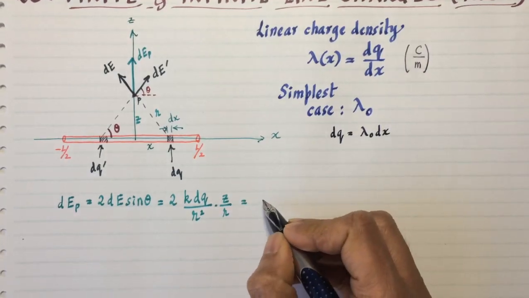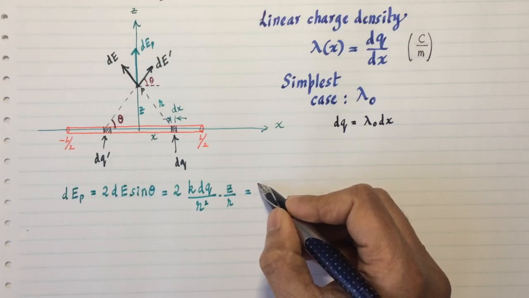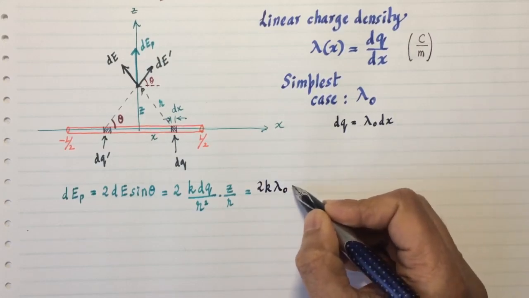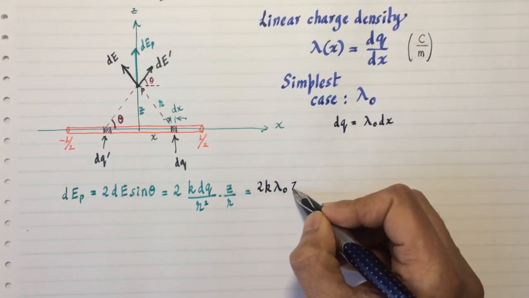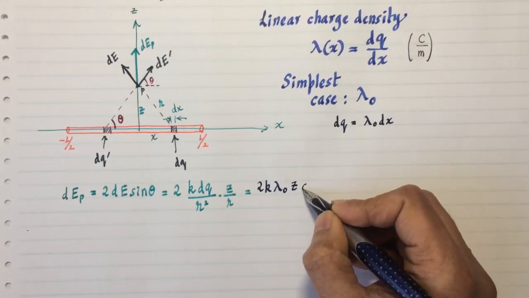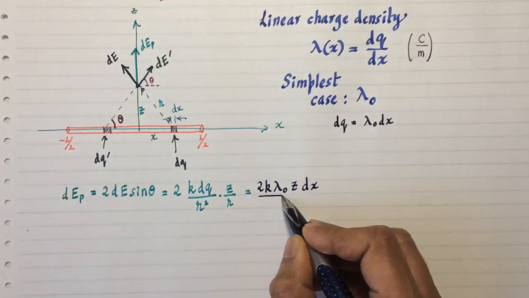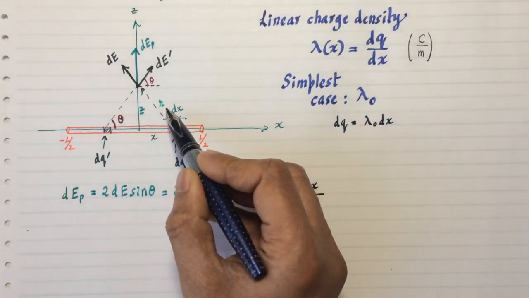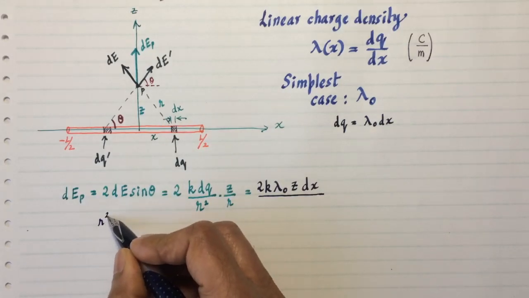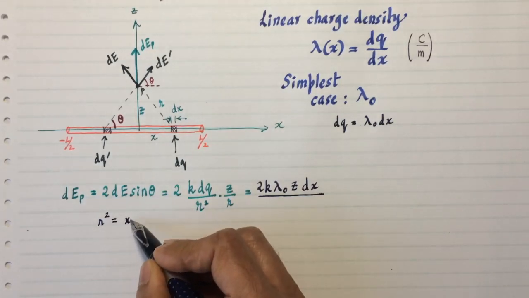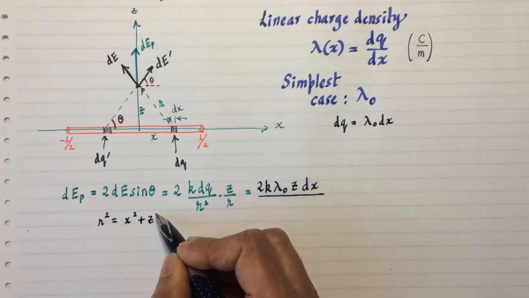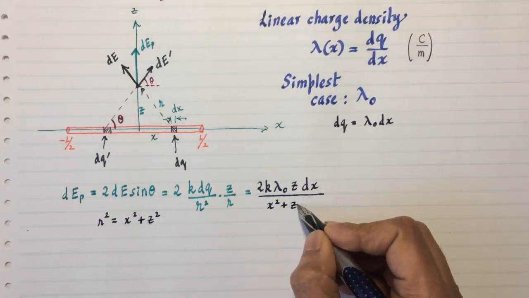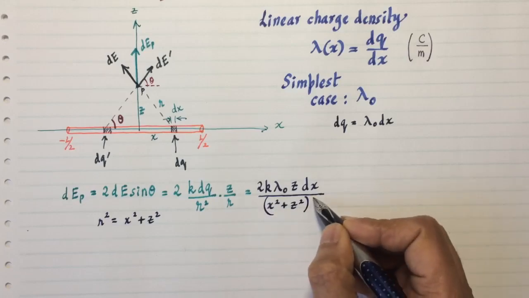Let's write down our expression. It's going to be 2k lambda naught, I'll put the z first, times dx divided by r cubed. Now r, by the Pythagorean theorem, r squared is x squared plus z squared. So that's going to be x squared plus z squared to the power 3/2.